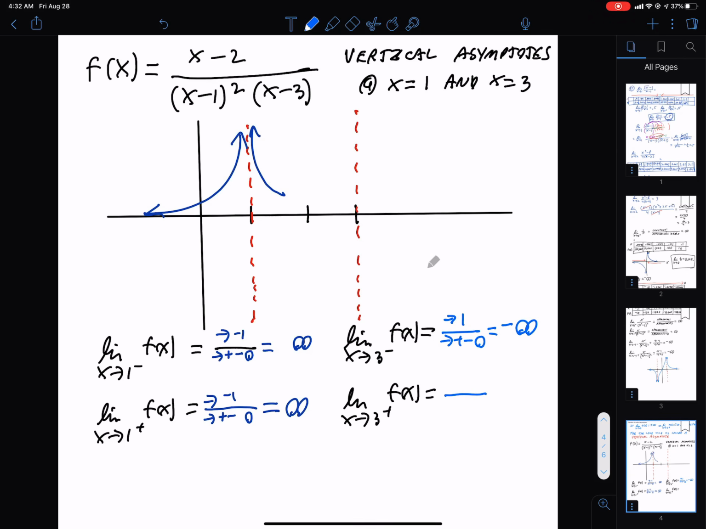Now let's try the next one. 3 from the right, which is like 3.1. So the top is approaching 1. 3.1 minus 1 is 2. 2 squared is 4. That's definitely positive. This is definitely approaching 0. But 3.1 minus 3, numbers to the right of 3 are bigger than 3. Bigger than 3 minus 3 is positive, so it's positive. They're all positive. We have a constant on top, 0 on the bottom. That's going to infinity. So approaching from the left, it goes to negative infinity. Approaching from the right, it goes to positive infinity.